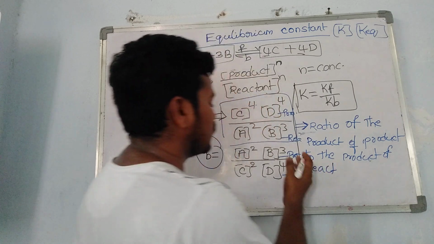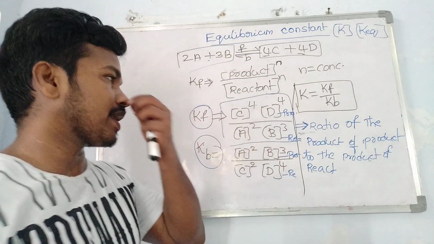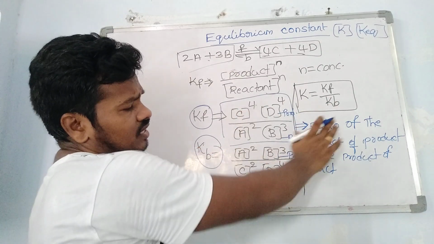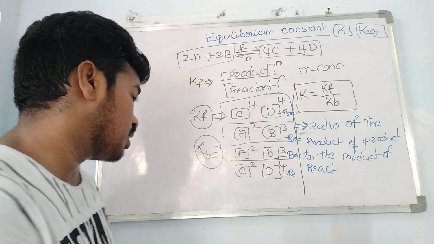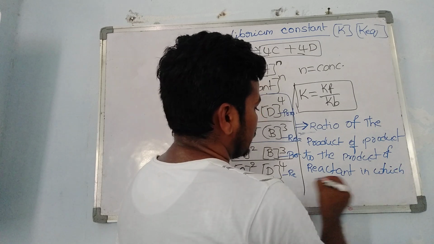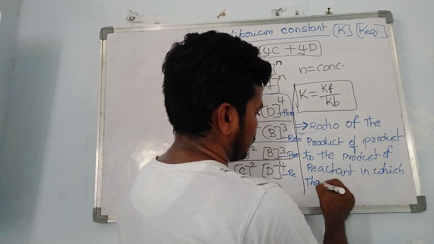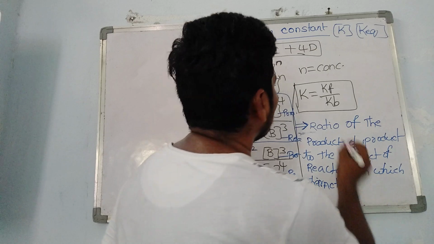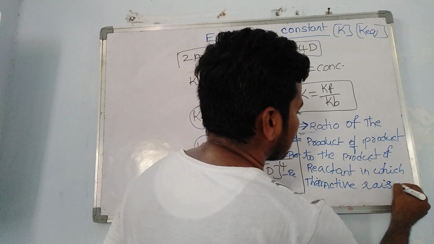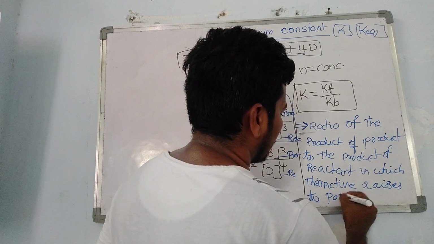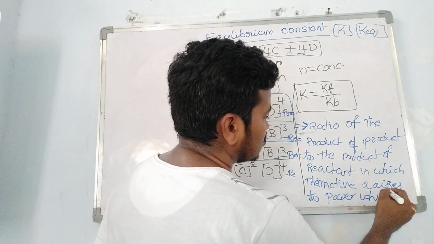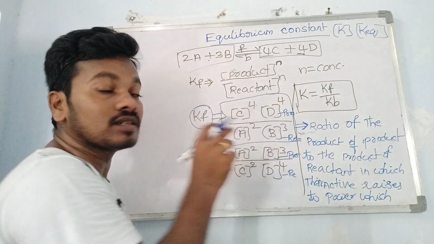Whatever it is, we are taking only the product and reactant, that is the only thing we are writing. So this we are writing in terms of the forward reaction and backward reaction. We write the ratio of the product to the product of the reactants, in which their active mass, in the sense, these are called the active mass, is raised to powers which are equal to the stoichiometric coefficient in the balanced equation.